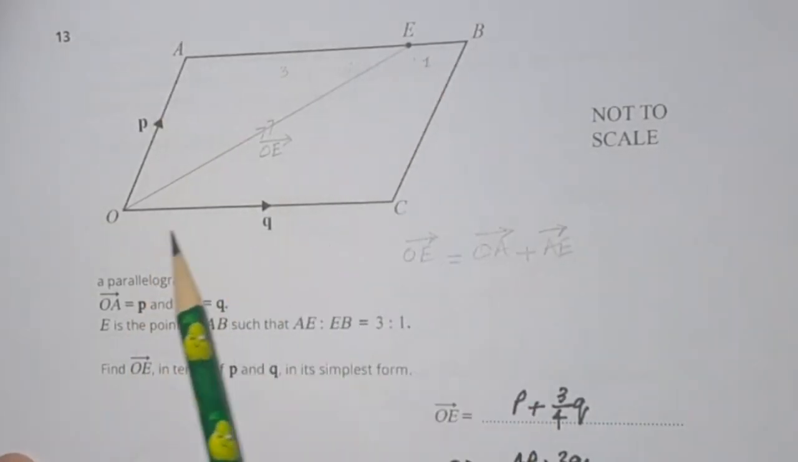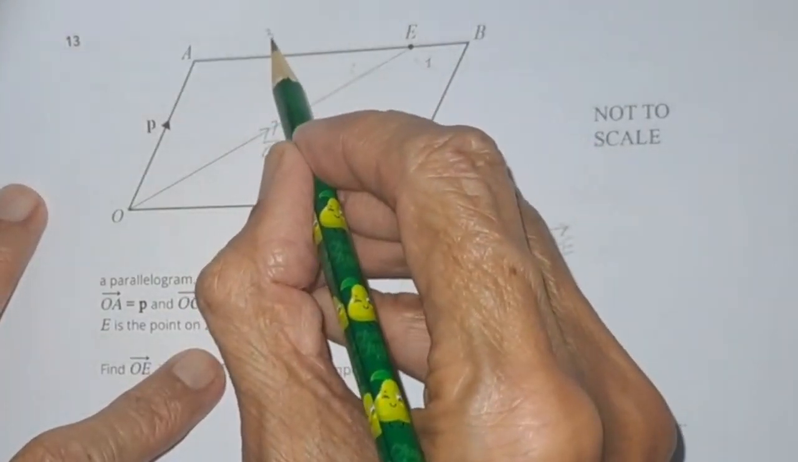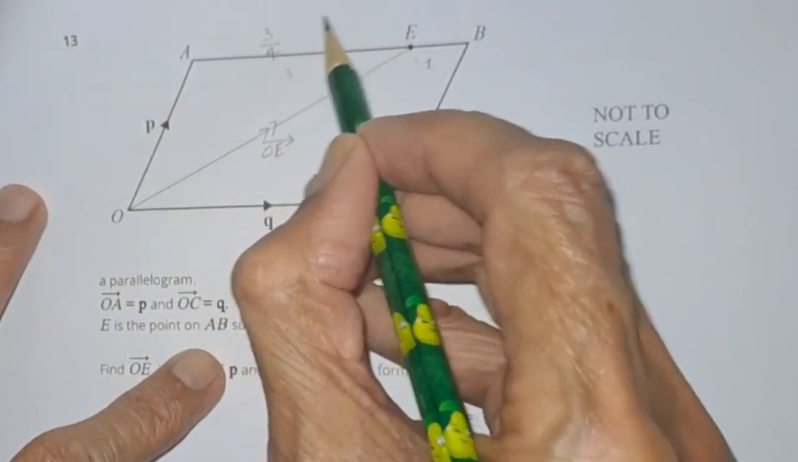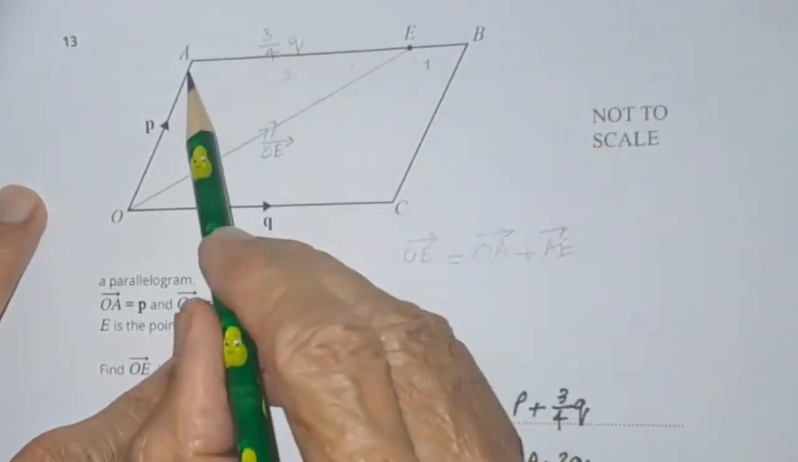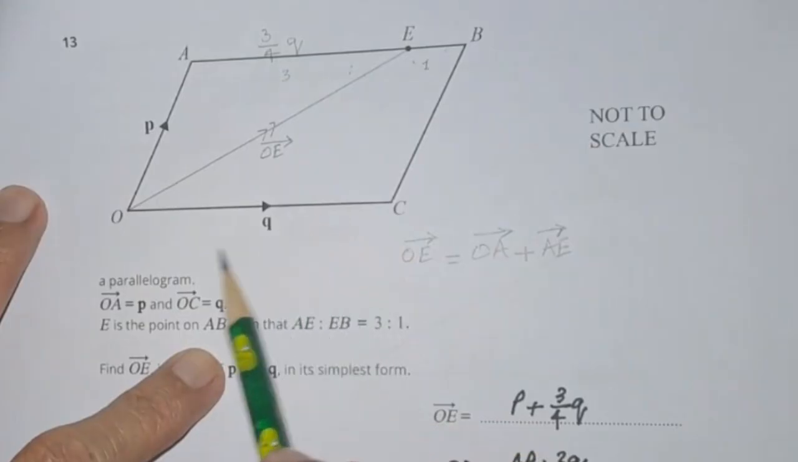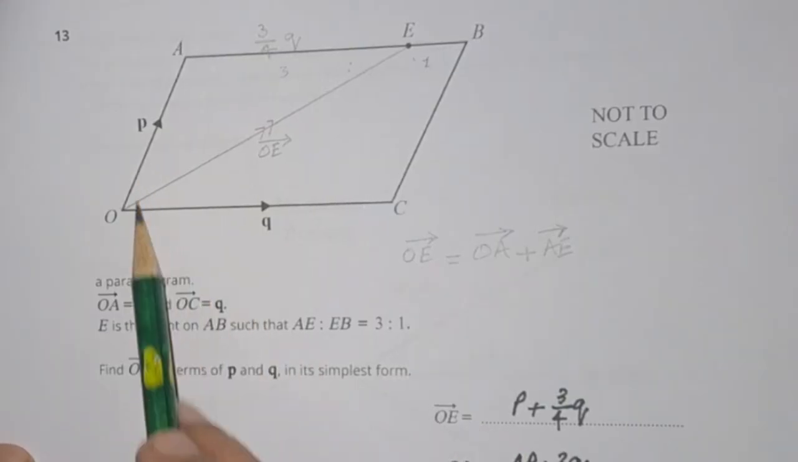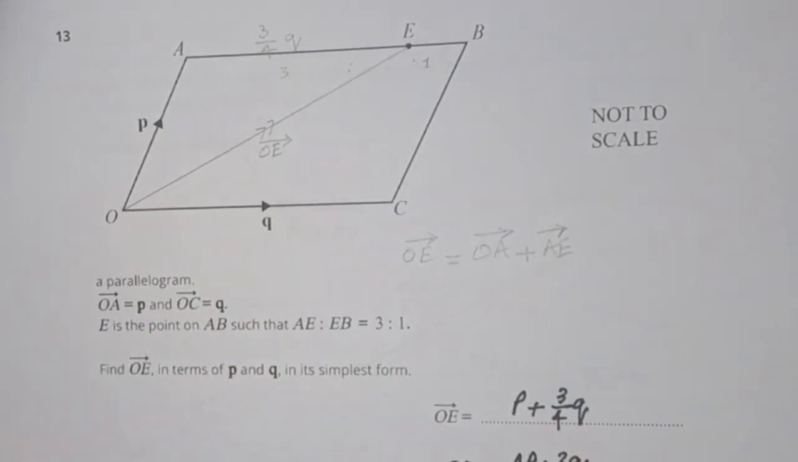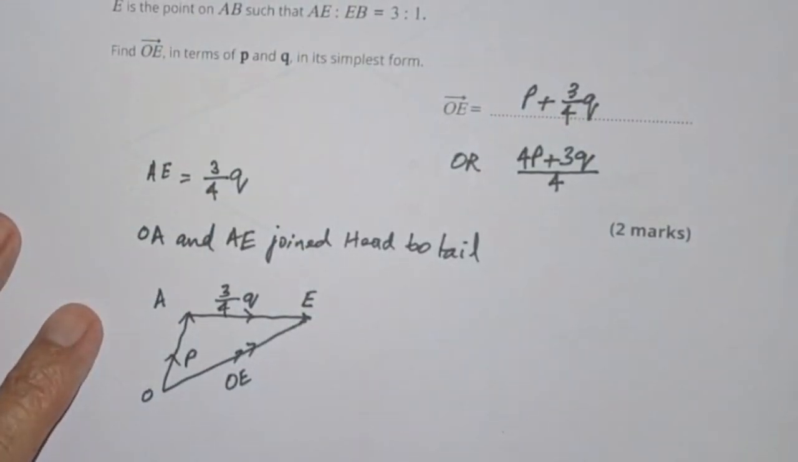This is a parallelogram. So we can very easily write AE equal to 3/4 Q, because AB is parallel to OC and OC is Q, so AB is also Q. And we write down the answer. OE is equal to P plus 3/4 Q. I have also done this working here for you in dark marker. You can have a look at it separately and get 2 marks.